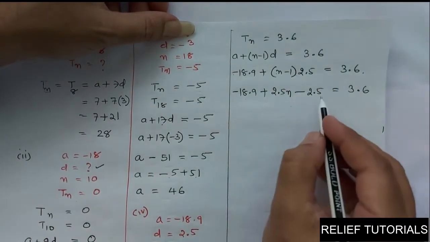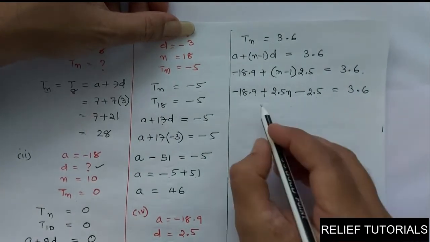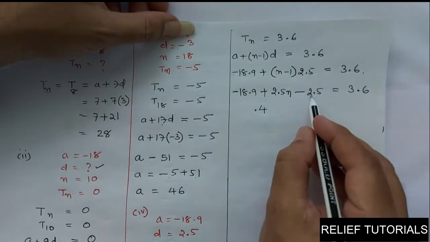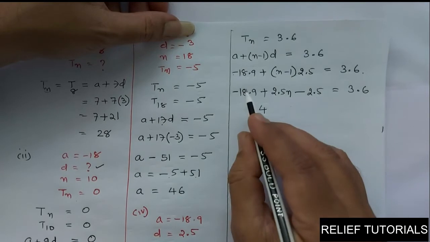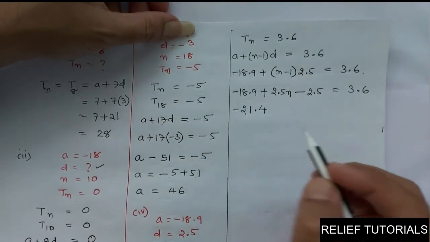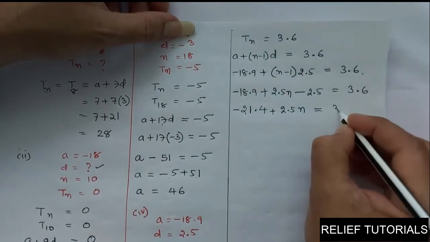Now minus 18.9 minus 2.5. Both are minus, so you will add 9 and 5. That will be 14, carry 1. 8 and 1 is 9, and 2 is 11, carry 1. So you will get 21.4. Minus 21.4 plus 2.5n is equal to 3.6.